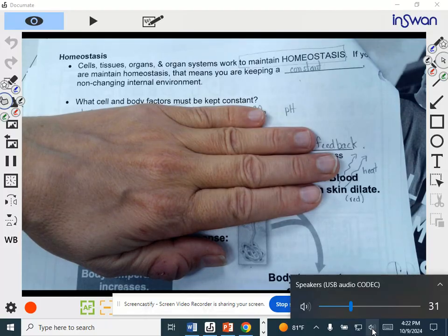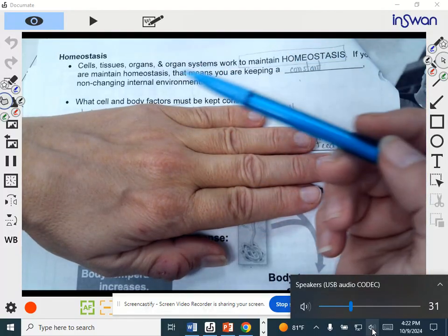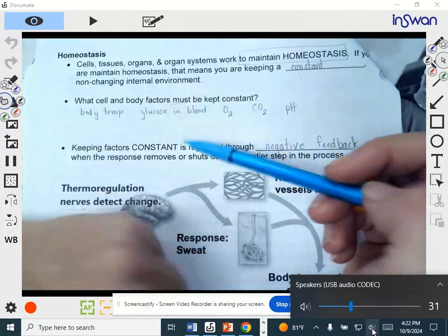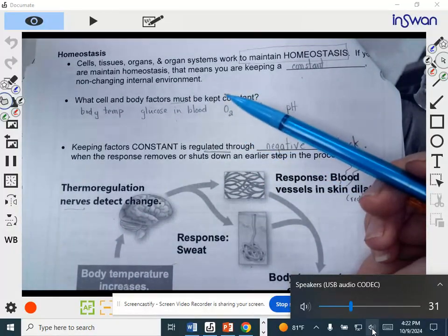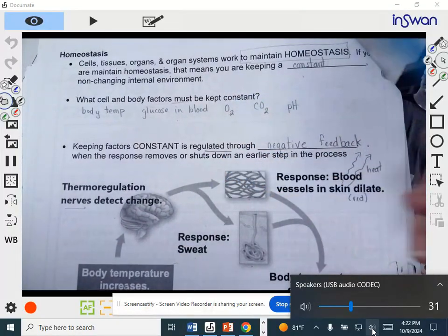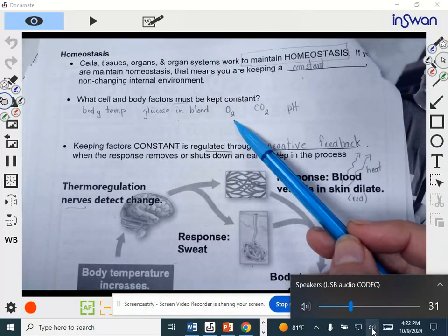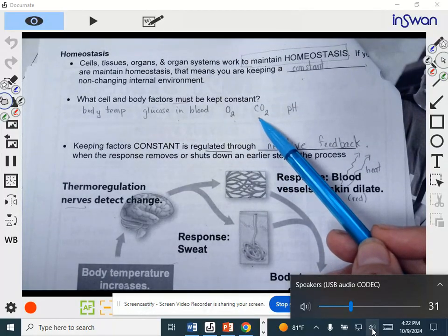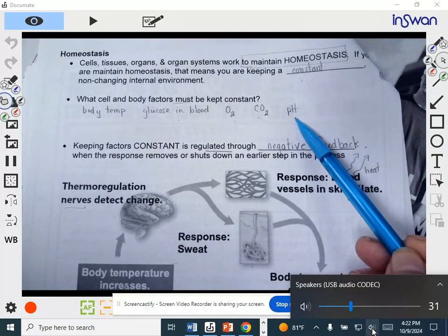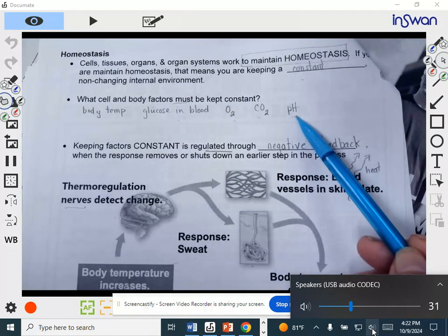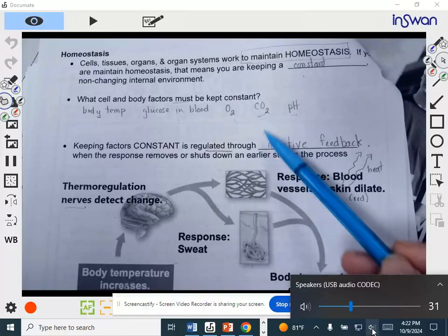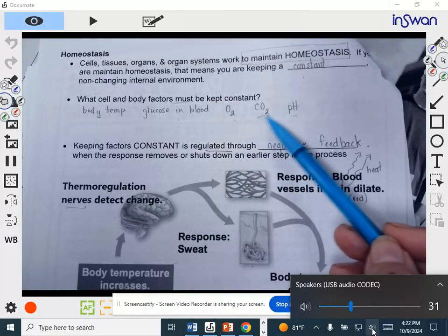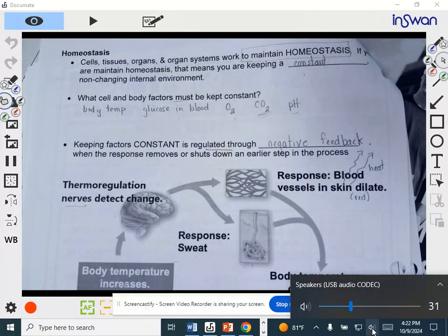We've already talked about how you need to keep your body temperature constant. The amount of glucose in your blood, you need the right amount. You don't want too much, you don't want too little. You need the right amount of oxygen and CO2. If you have too much CO2 in your blood, it can make your pH go down. It can make you very acidic, and that can mess with your proteins. And so your respiratory system will say, breathe faster to get that CO2 out of there, okay?